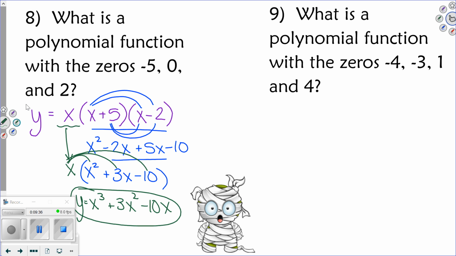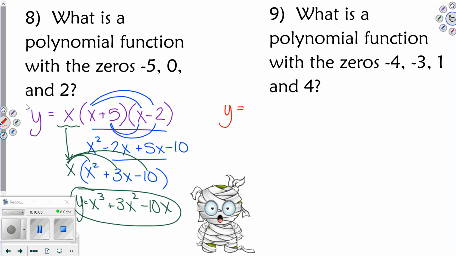All right, what about number 9? What is a polynomial function with the zeros negative 4, negative 3, 1, and 4? What degree is that one going to be? It's going to be, ooh, good vocab, quartic, right? It's going to be x to the 4th. Is this one going to require a little more work? Yeah, it is. All right, we can do this though. So let's set it up first.